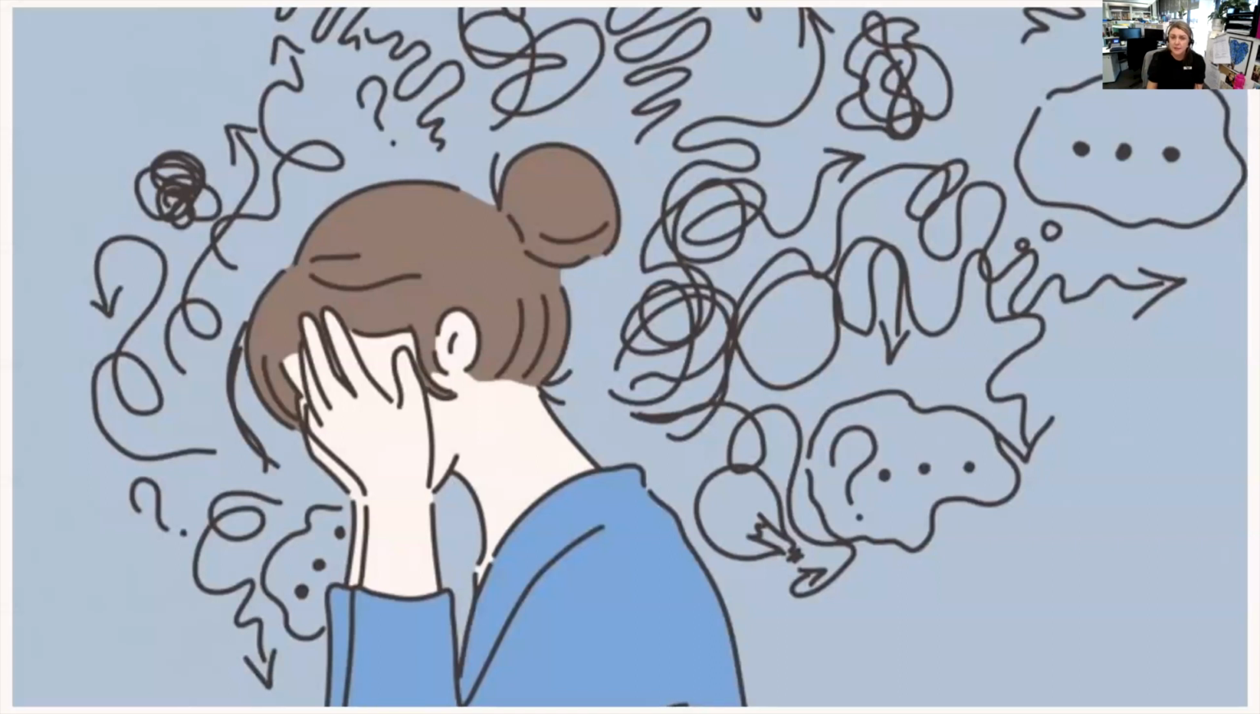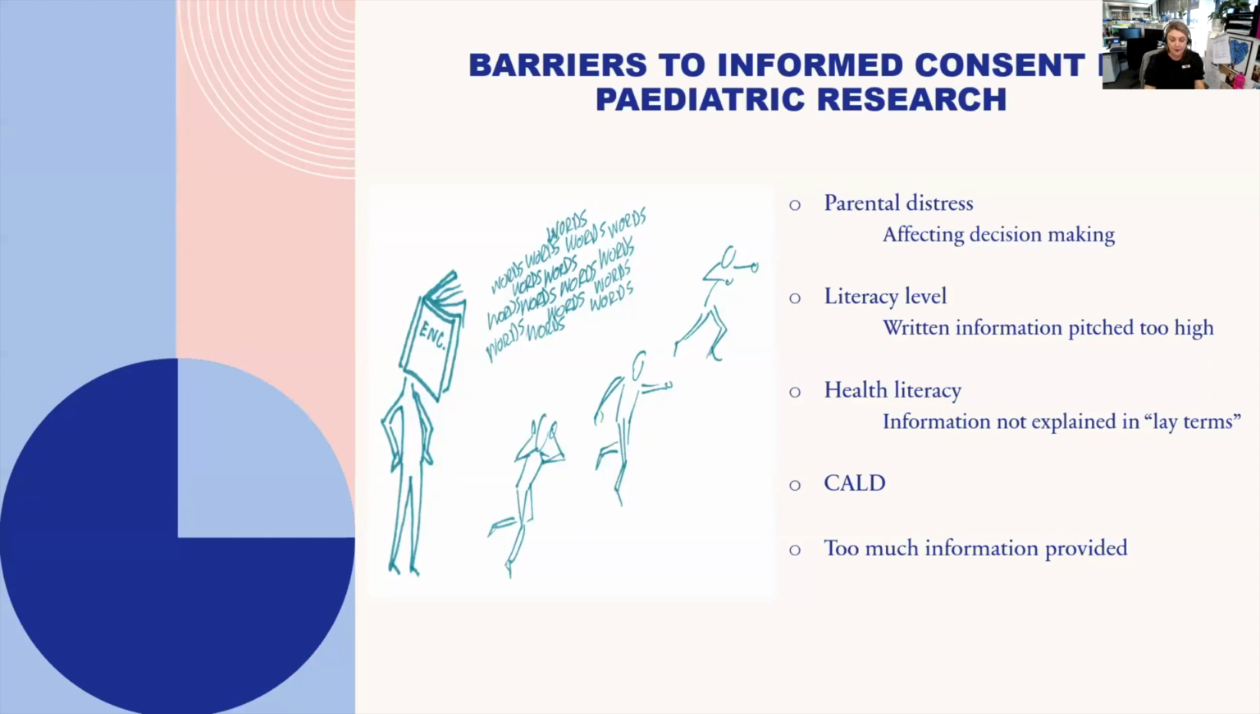So that's a lot. It's a lot that we expect of parents, and especially in paediatrics where parents have a child or a baby that is sick or injured. So what are some of the barriers to informed consent that we know exist in paediatric research? So parental distress, it can be overwhelming and frightening and stressful and an uncertain time for some parents and guardians. And this can impact their decision-making capability.